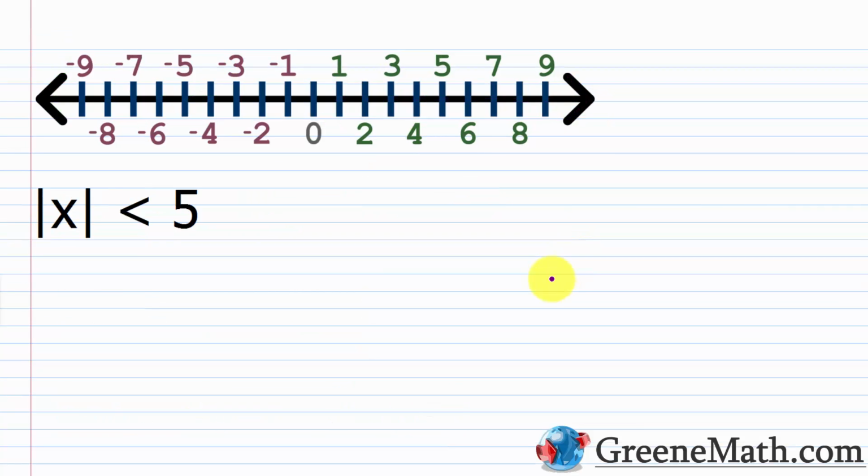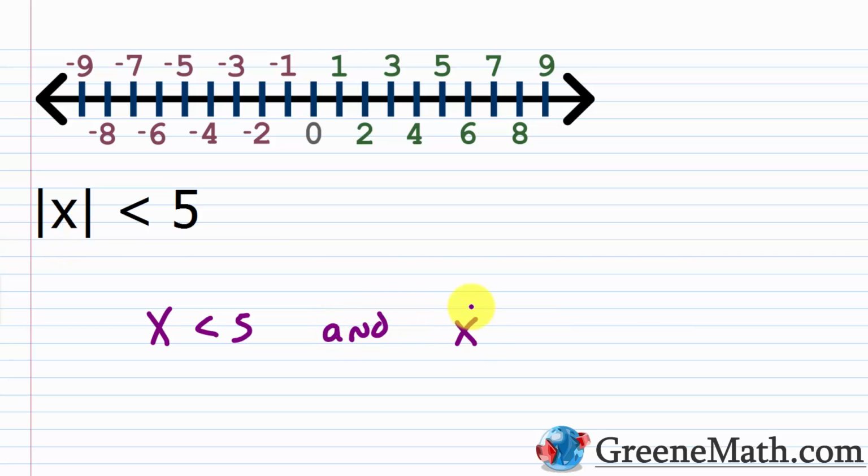All right, now let's talk about the other scenario, which is when we have a less than. So if I had the absolute value of x is less than 5, I'm going to follow the same procedure, but I'm going to use an and compound inequality. So in other words, I'm going to remove the absolute value bars. So I'm going to say x is less than 5. Then I'm going to say and. Then the next one, I'm going to remove the absolute value bars.